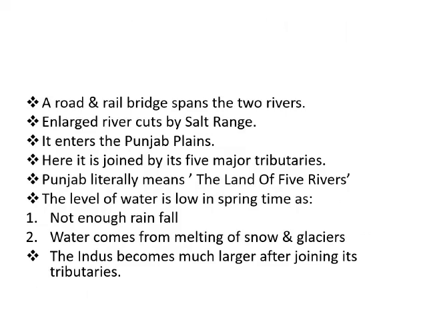This enlarged river cuts through the Salt Range. It enters the Punjab Plains. Here, it is joined by its five major tributaries. Punjab literally means the land of five rivers. The level of water is low in springtime as there is not enough rainfall, and water comes from melting of snow and glaciers. The Indus becomes much larger after joining its tributaries.